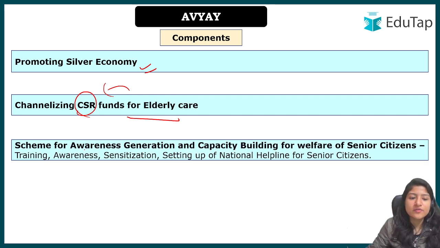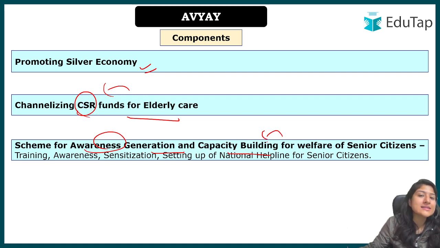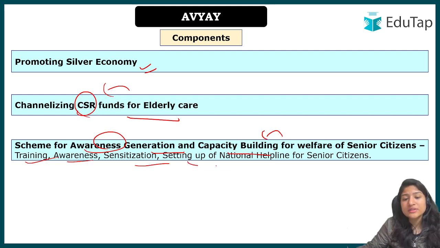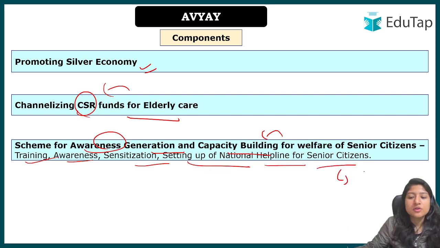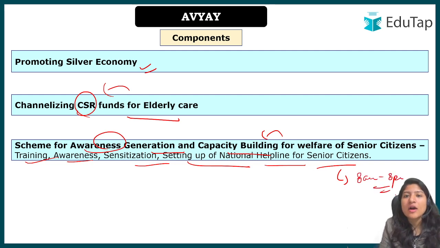And the last one is a scheme for awareness generation and capacity building. This one has the aim of sensitizing people, right? There we have training, awareness, sensitization, and also the setting up of a national helpline for senior citizens. I have not added the helpline number because that won't be asked in examination, but it is available from 8 a.m. to 8 p.m. Senior citizens can call and ask their doubts, even if they feel lonely or are not emotionally well, they can talk to people, and they can share if they are being abused in the family. Everything they can share on the national helpline.